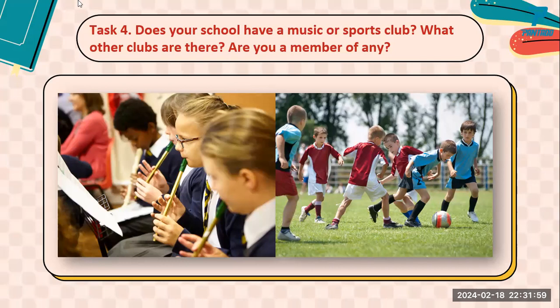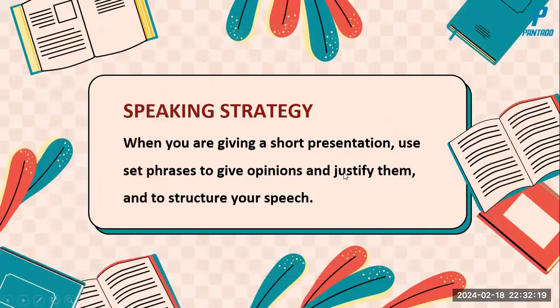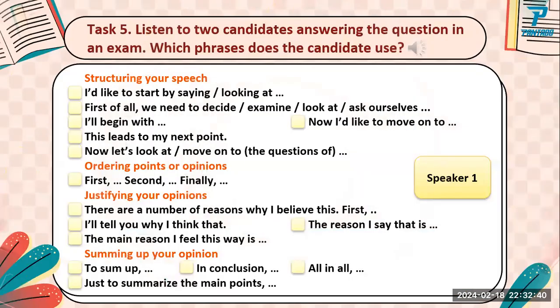My school doesn't have a music club, but we have a sports club. It is football and badminton. Ah, okay. Football and badminton. But I'm not a member of it. You're not a member of the sports club. Why? You don't like it, Lynn? Yes, and the head teacher says that it is for boys. For boys? Yes. Okay.